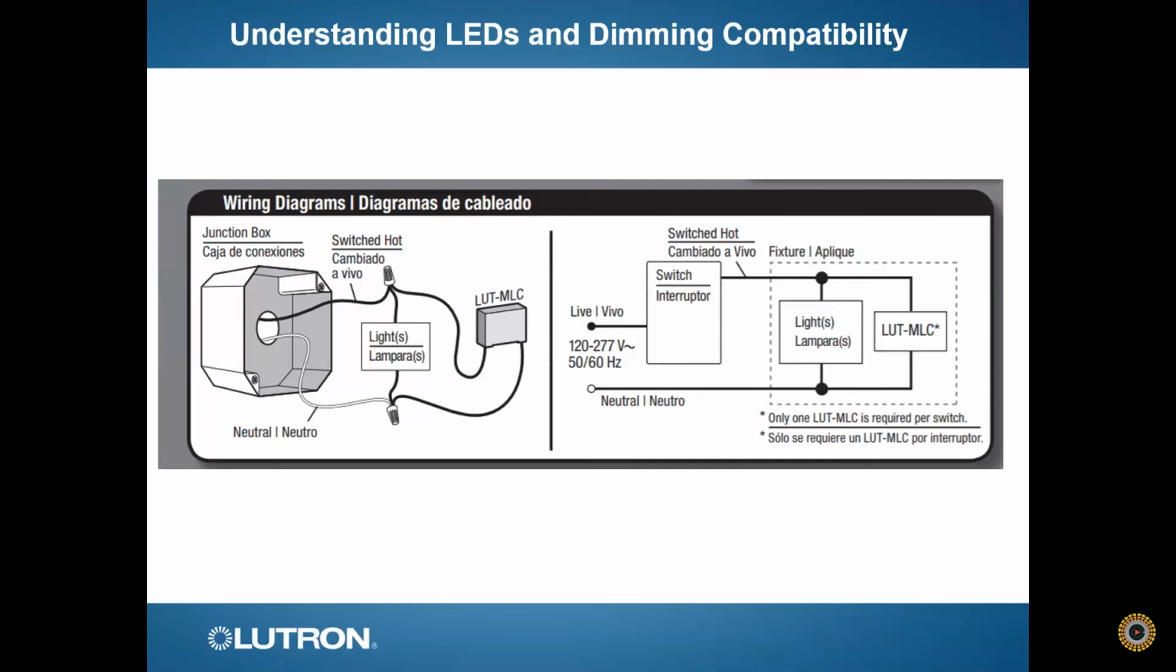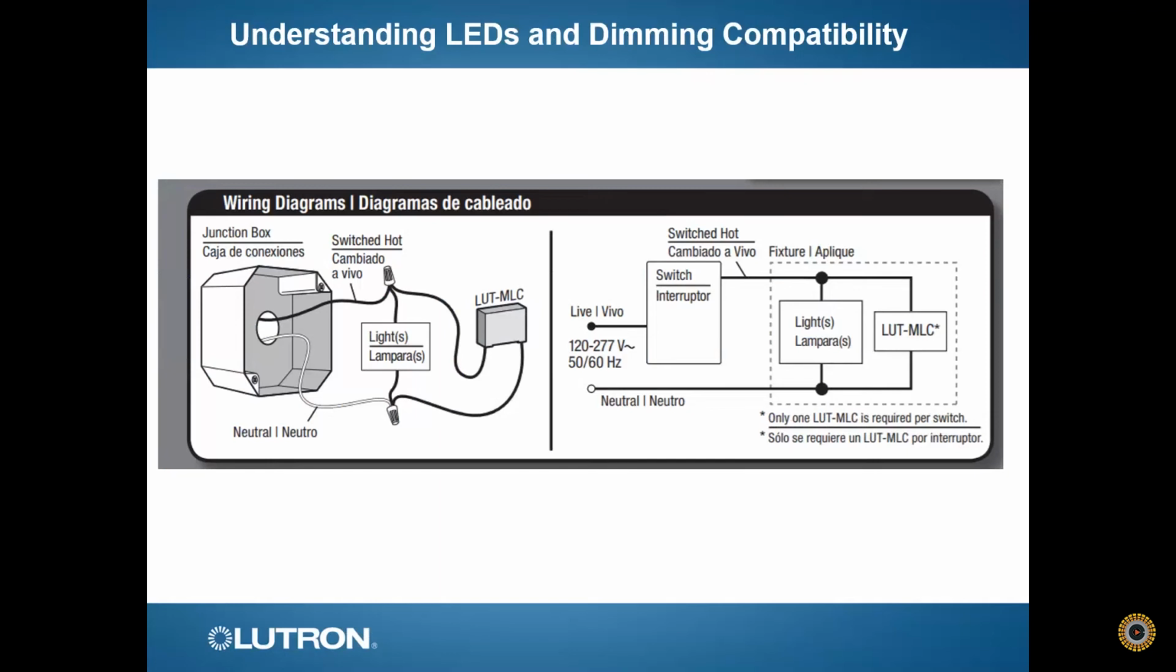So what you can do is there's this device, the LUT-MLC. It's basically just a little package, a little bit bigger than the size of a chiclet, so it's pretty small. It's basically an artificial load, a capacitive artificial load that tricks the dimmer into thinking that there's more of a load on that circuit.